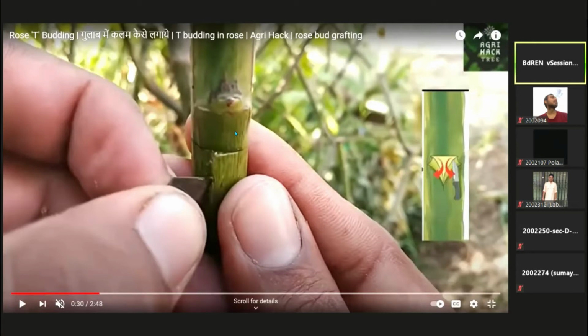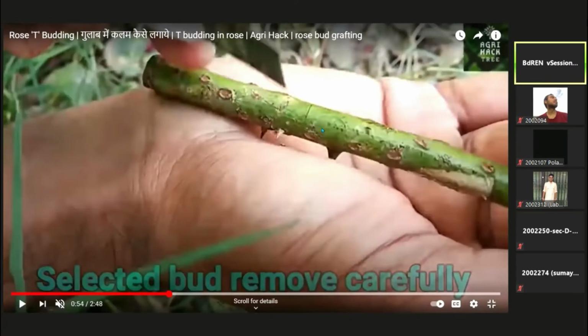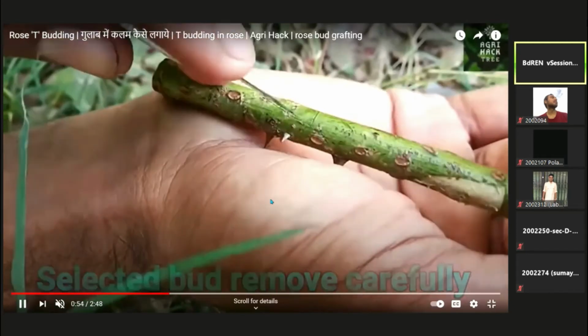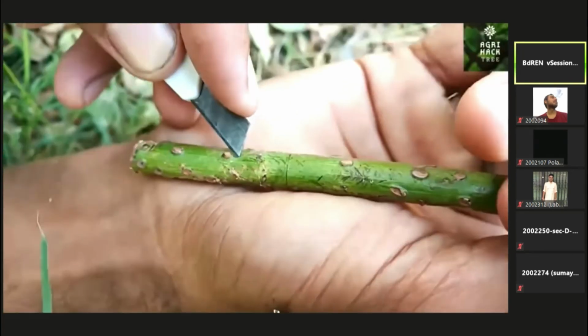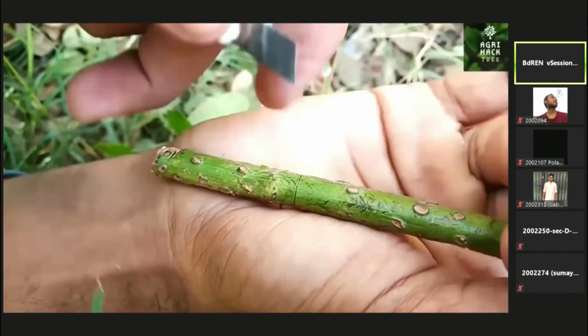Here, this is the root stock, and on the root stock he has given the T-shape cut and made the pocket. Okay, do you understand? Yes, sir. And after the root stock, he has gone to the scion branch. This is a scion from where he will collect the scion bud. And here, just see, he is collecting the shield-shaped scion bud, and he will take the bud, actually take the bark.